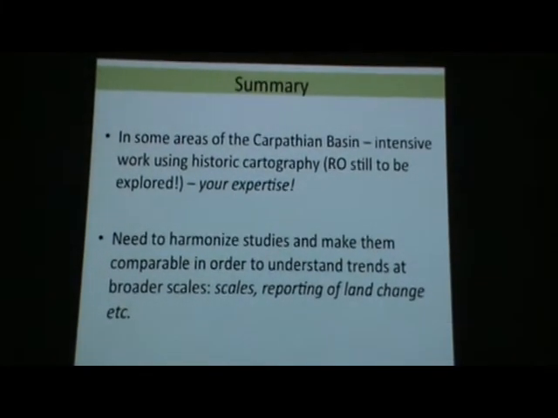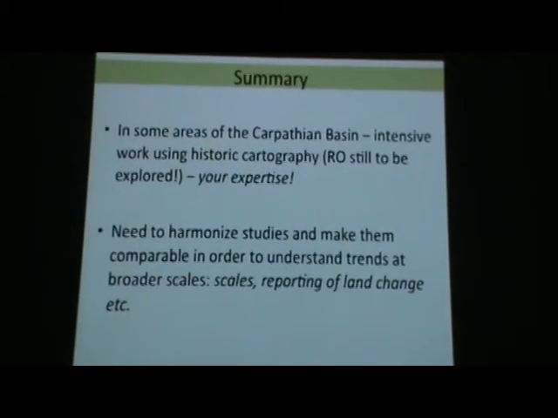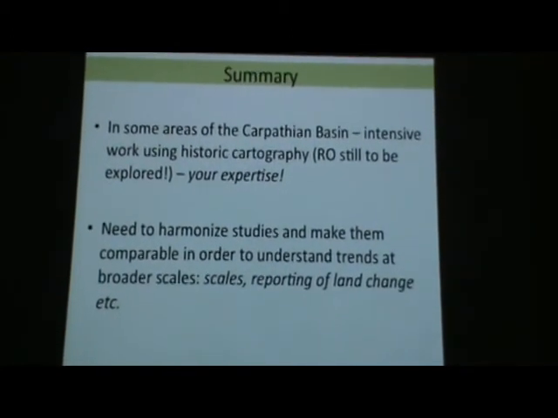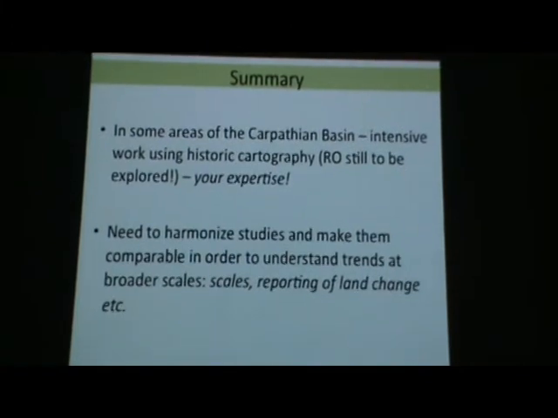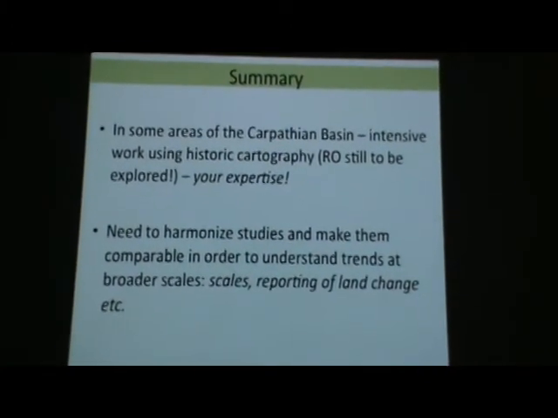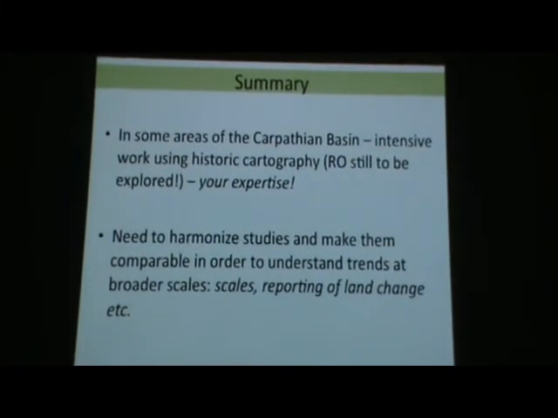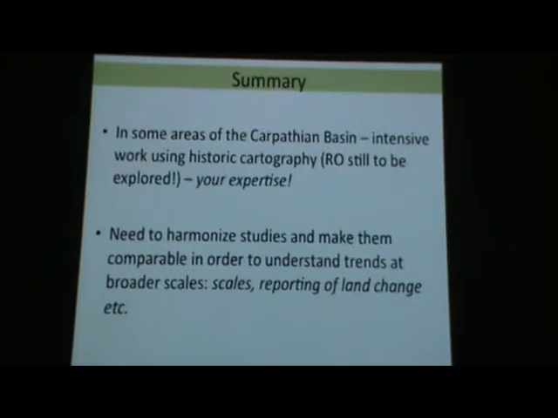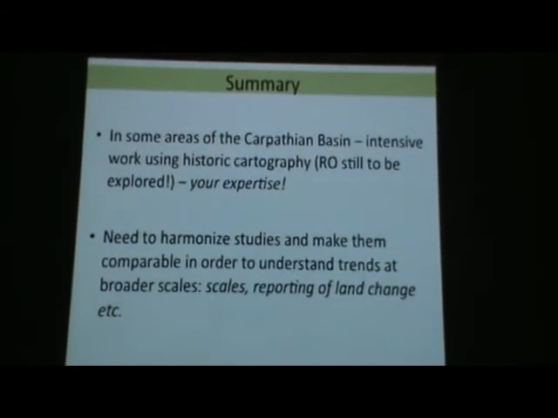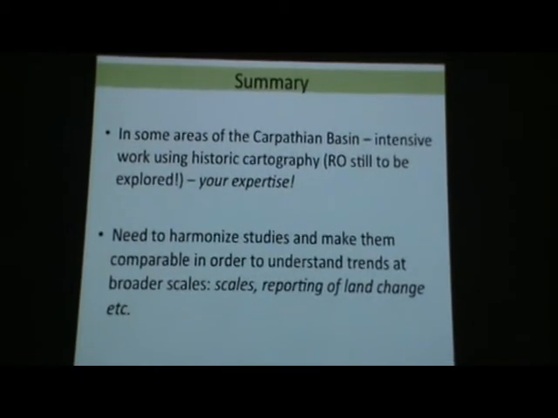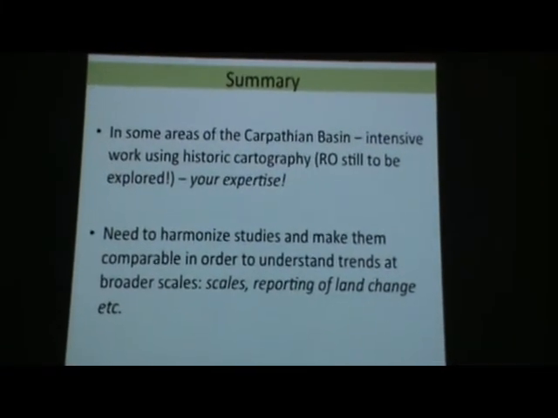Overall, we can say that through this study, we've seen that in the Carpathian Basin there's been some intensive work using historic cartography. I wasn't aware of much work being done in the Romanian Carpathians, and this is where your expertise comes in, and this is where I'm very grateful to be here and happy to develop on this, to include more data. And we also saw the need to harmonize and make these studies comparable.